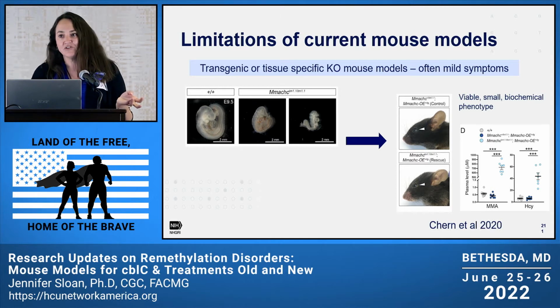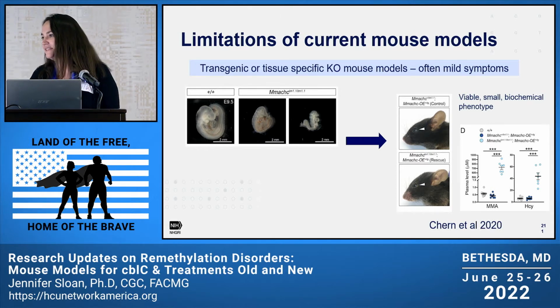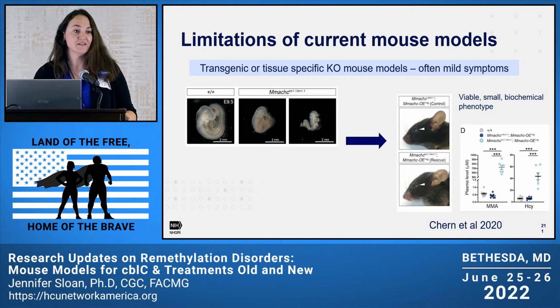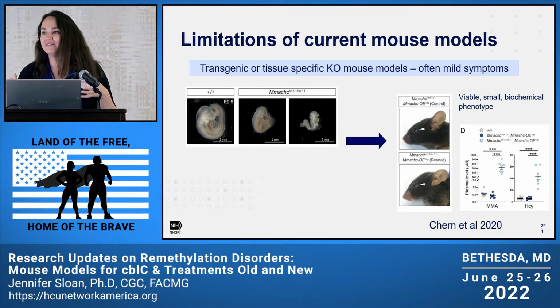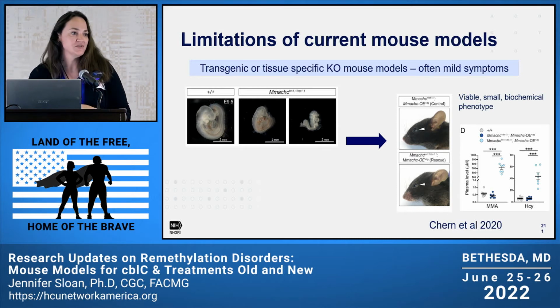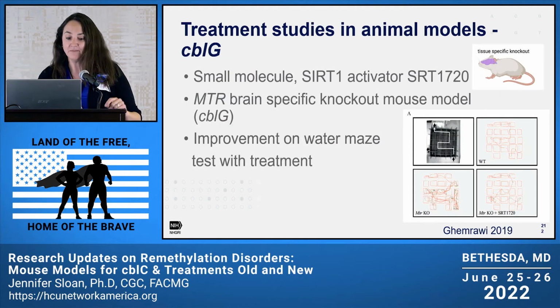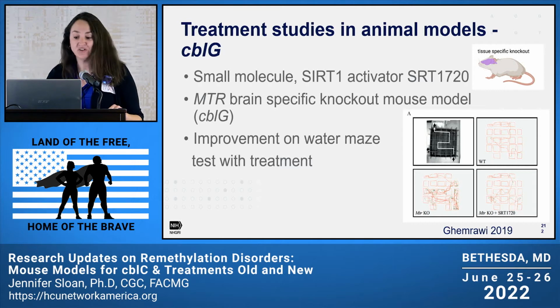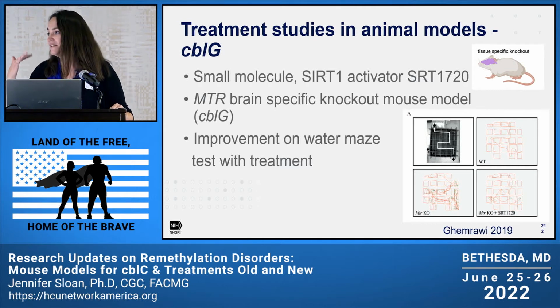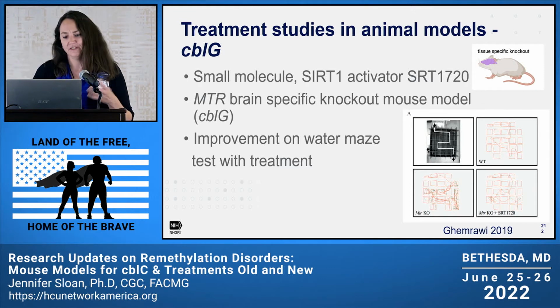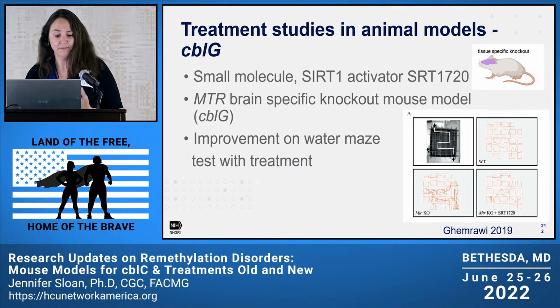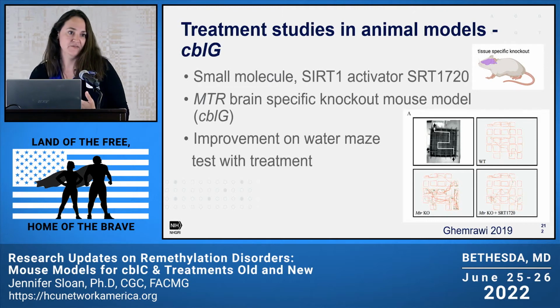And so I looked in the literature to see what treatment studies have been done on the mouse models that are available, and there are so few. This is where your research map comes in: we need some more basic research, developing animal models and treatments. There's really one animal model of cobalamin G where the gene is missing from the brain, and they're able to study some of the pathophysiology of that, and they're able to come up with a medicine that improved the behavior of the mouse.